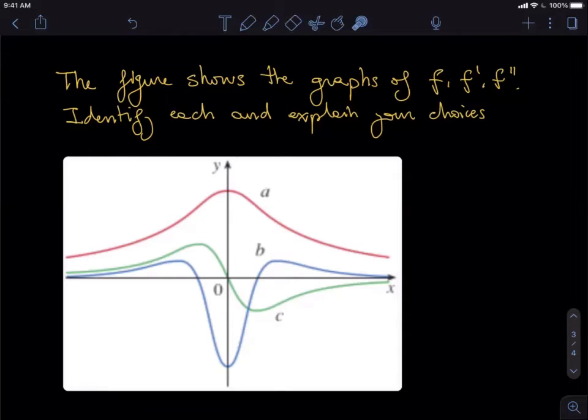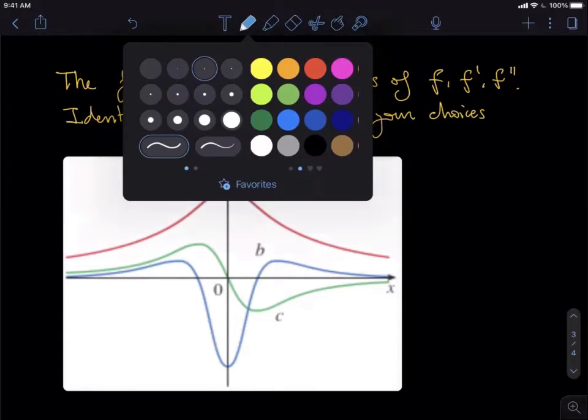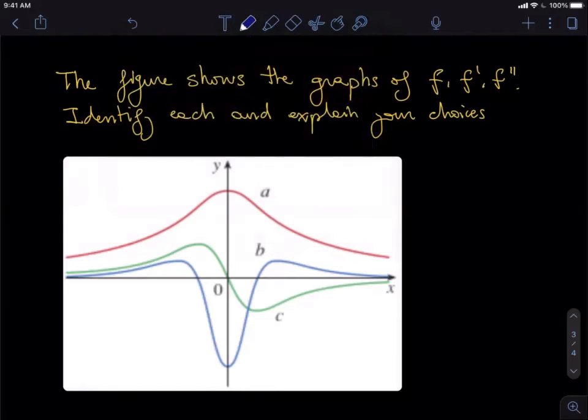In this problem, we are given 3 graphs, and we are asked to find which one is the function, which one the derivative, and which one the second derivative. The easiest way to do one problem like this is to look for interesting features of the graphs. Okay, it's the only way.